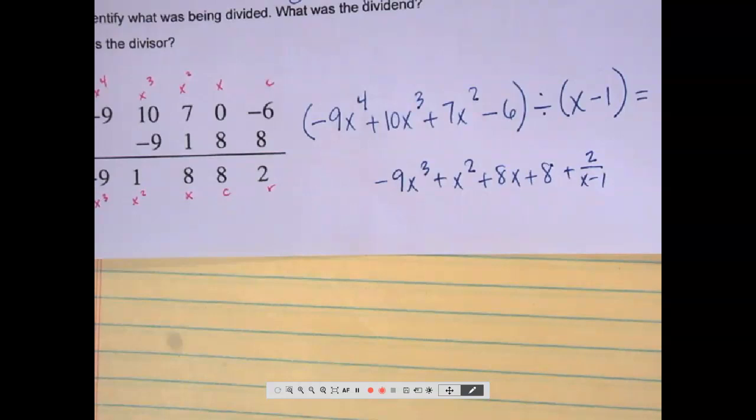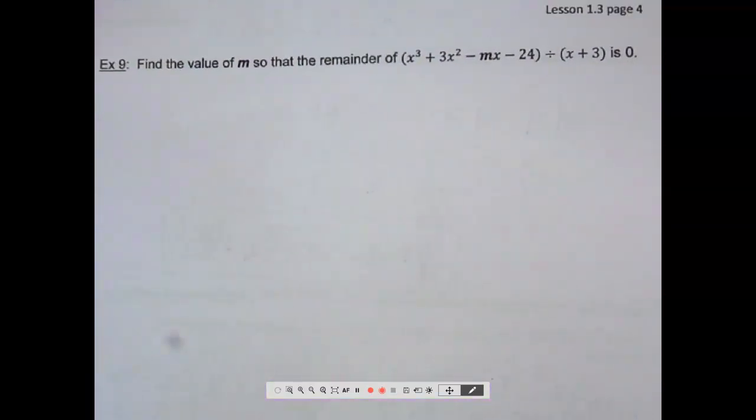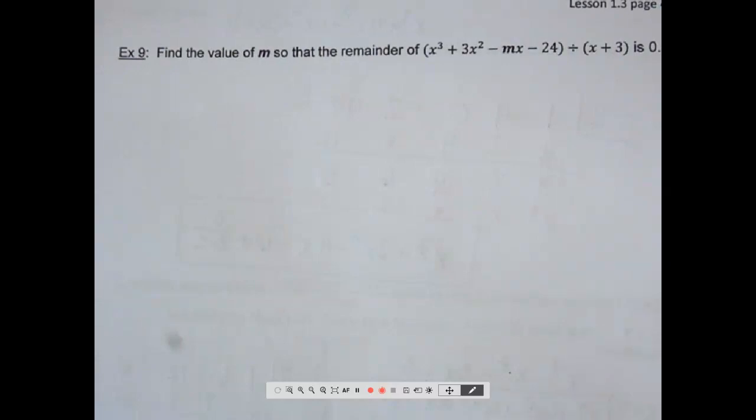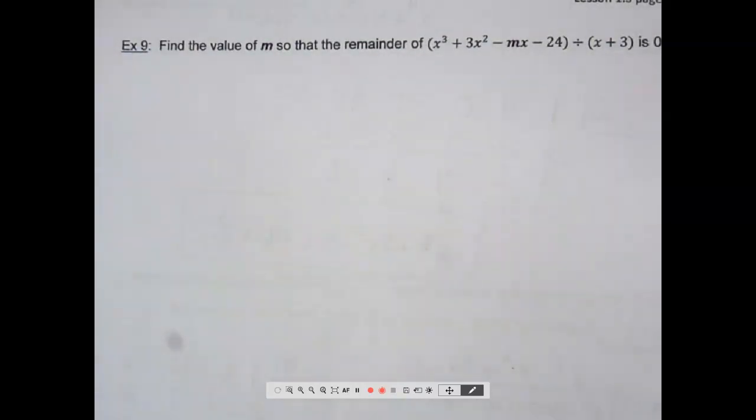Question. Good. All right. Next, last example. Okay. Find the value of m so that the remainder of x cubed plus 3x squared minus mx minus 24 divided by x plus 3 is 0.